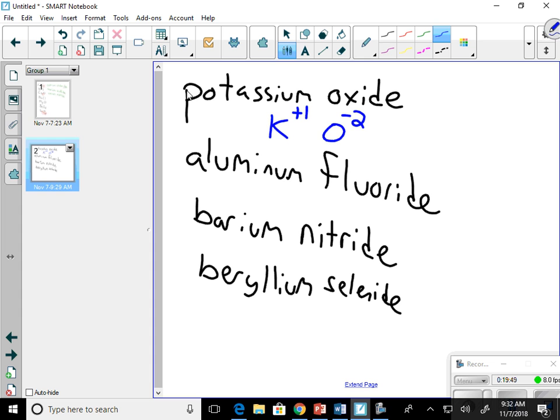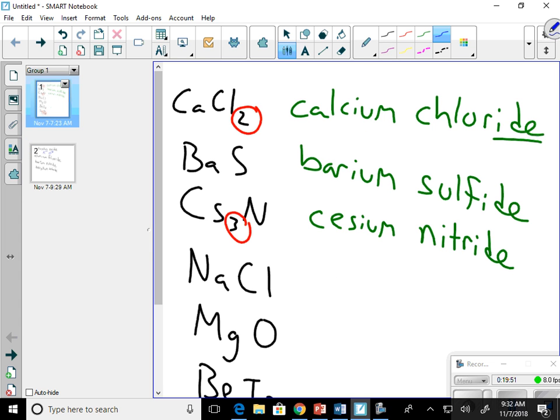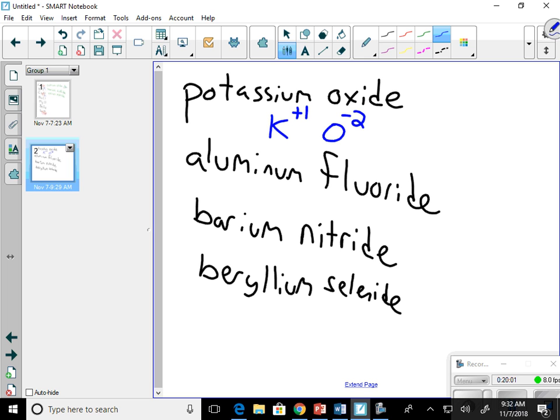What we do is we use subscripts. Remember back here, subscripts represent how many of each element we need in order to make it balanced, so there's no overall charge. So in other words, the formula of potassium oxide, does anyone have a guess of what it should be to balance out those charges? How many potassiums do I need? How many oxygens do I need?